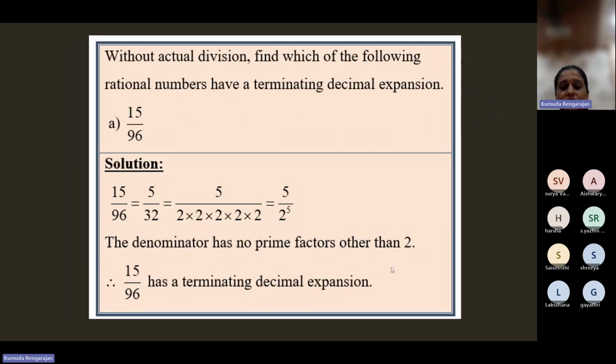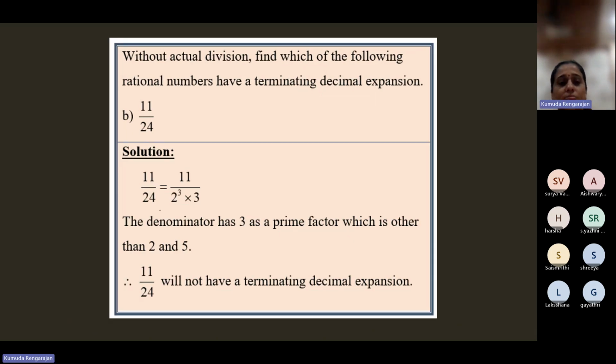Yeah, so this is how we present the answer. Simplest form, then express the denominator as a product of primes and observe the primes. So here the only prime is 2. So the denominator has no prime factors other than 2. Therefore, it has a terminating decimal expansion.